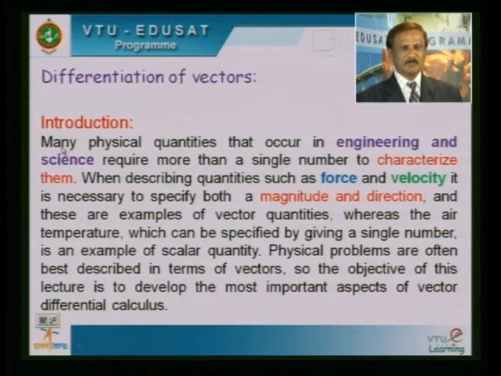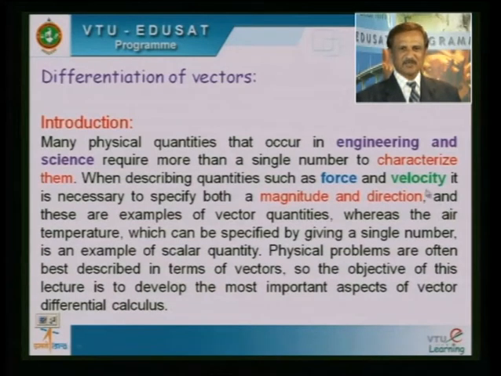In particular, I want to restrict myself to vector differentiation. Many physical quantities that occur in engineering and science require more than a single number to characterize them. When describing quantities such as force and velocity, it is necessary to specify both a magnitude and a direction. Suppose I want to apply a force on a particular item, then you should know the magnitude as well as the direction.